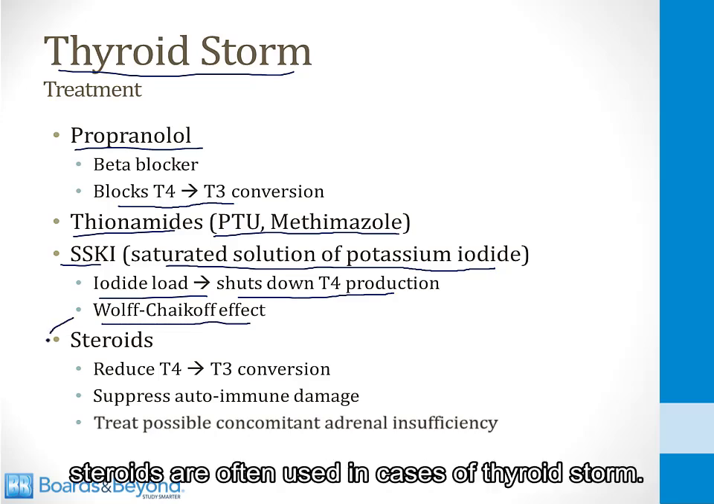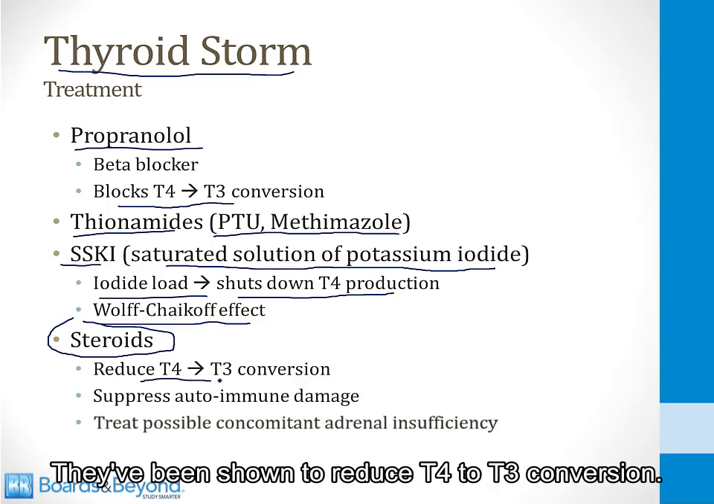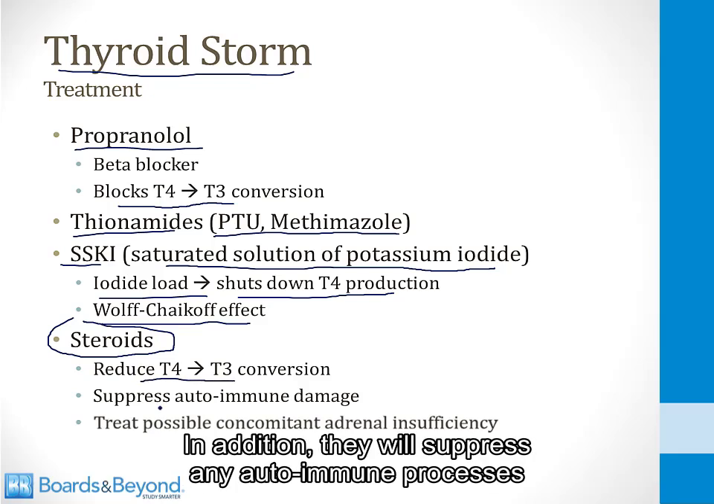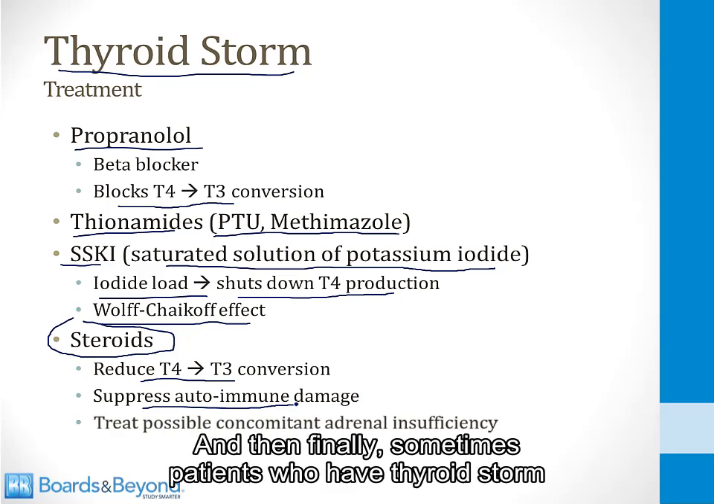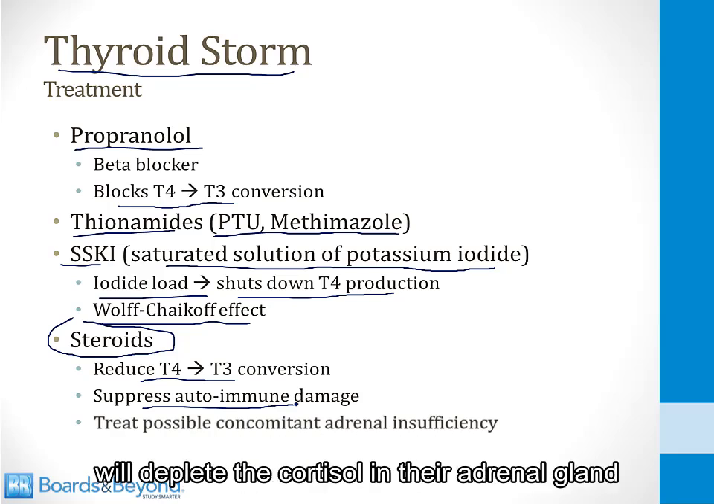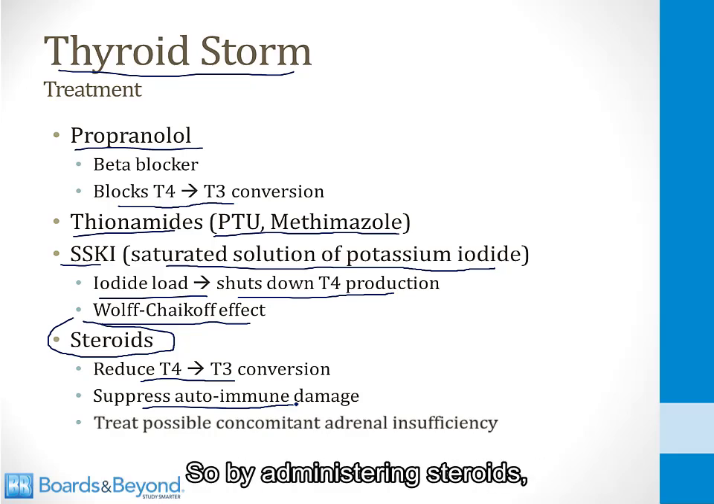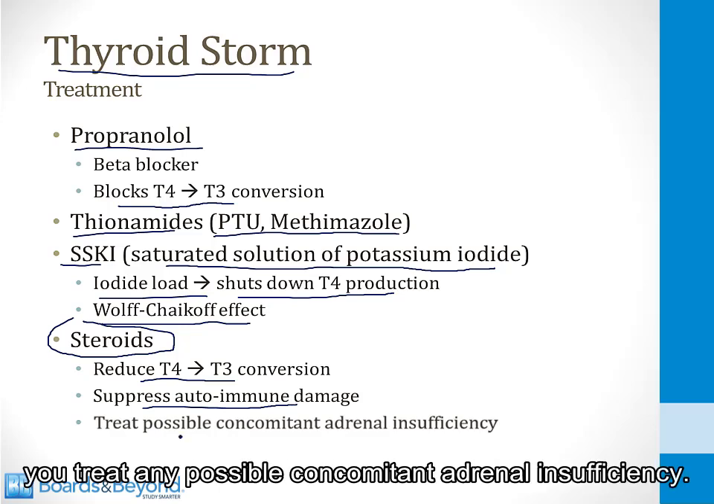And then finally, steroids are often used in cases of thyroid storm. They've been shown to reduce T4 to T3 conversion. In addition, they will suppress any autoimmune processes going on in the thyroid, such as Graves' disease. And then finally, sometimes patients who have thyroid storm will deplete the cortisol in their adrenal gland and become adrenally insufficient. So by administering steroids, you treat any possible concomitant adrenal insufficiency.